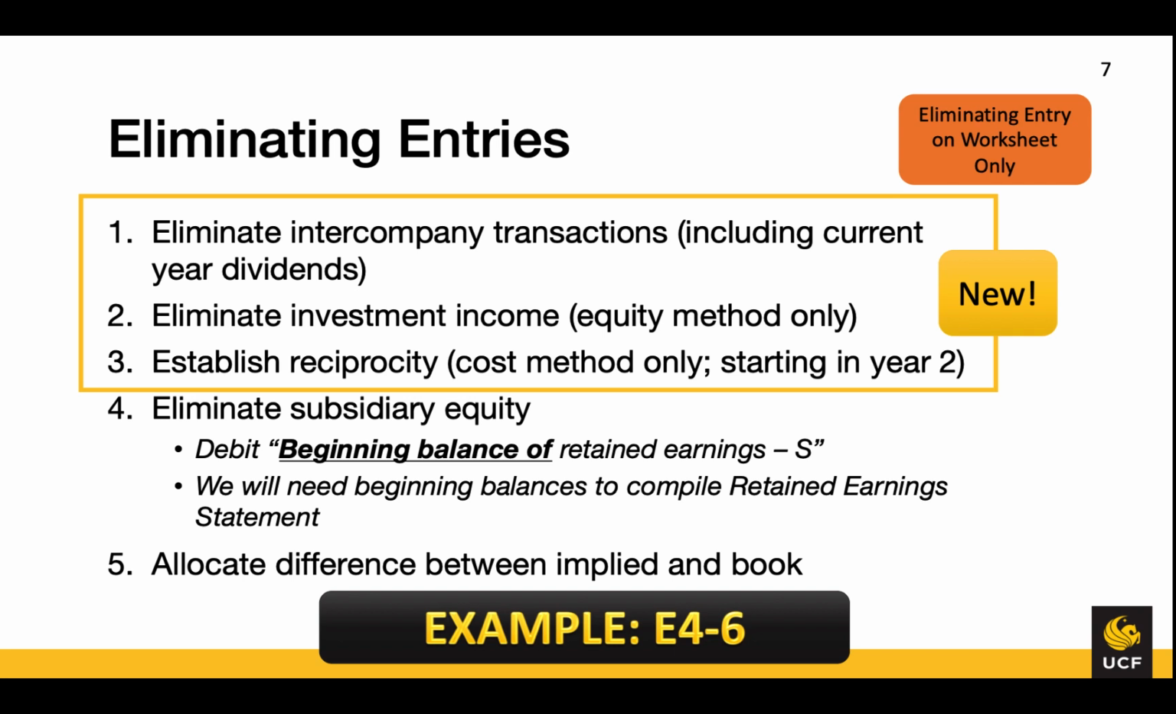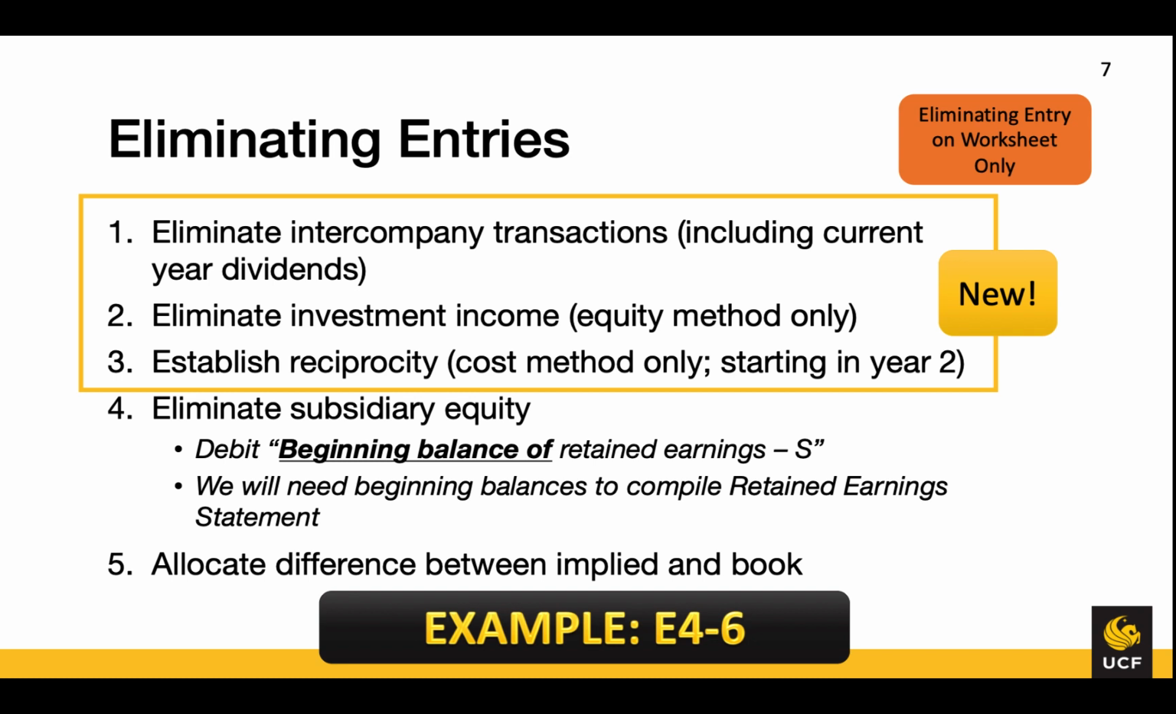Then, for number 3, we're going to establish reciprocity. This is a special entry that applies only to the cost method and only starting in year 2. So for right now, we're going to put that on the back burner because our example is going to be for the equity method. And of course, we're starting in year 1, but keep that in the back of your mind. We will come back to it.